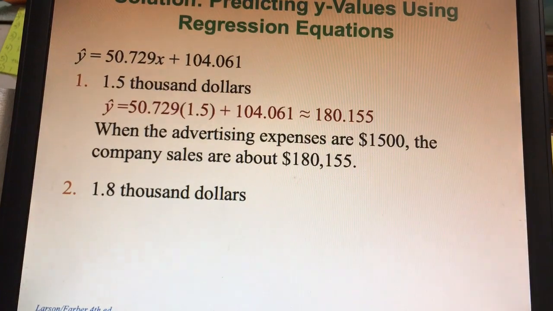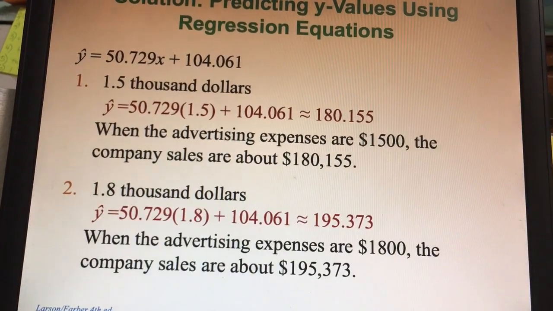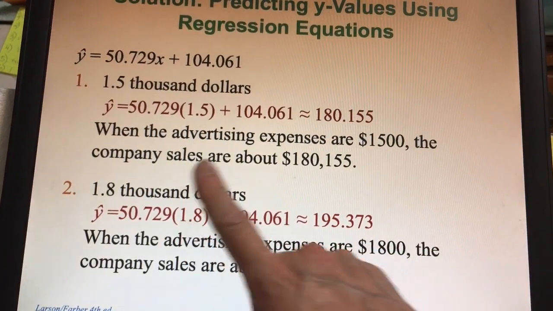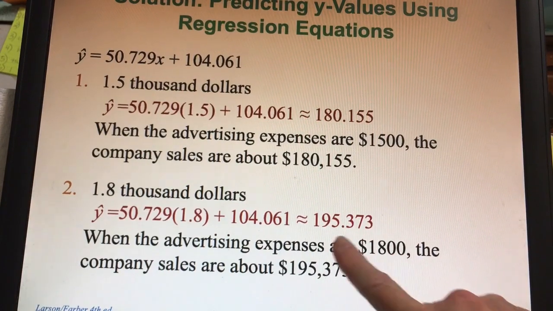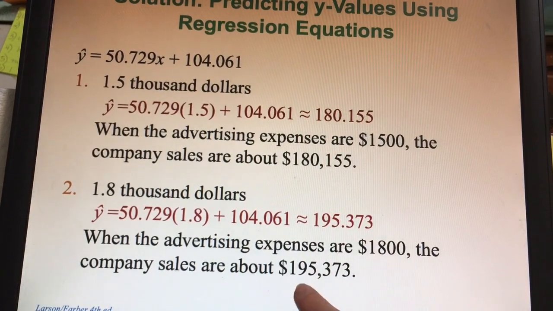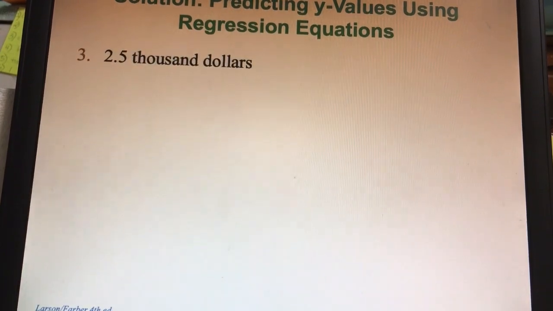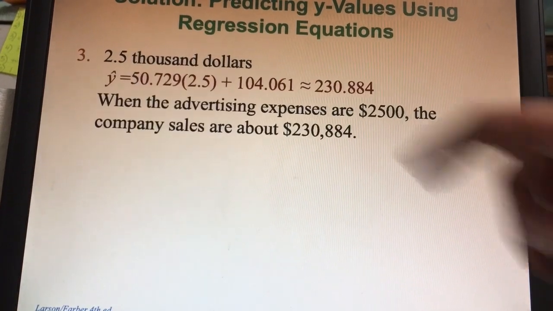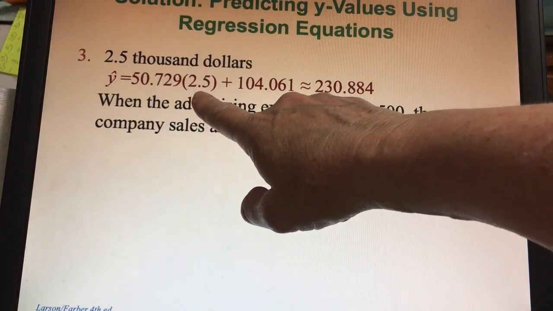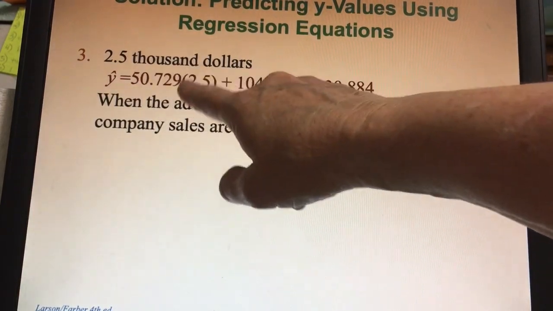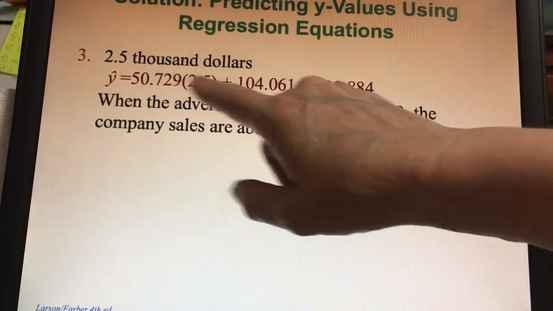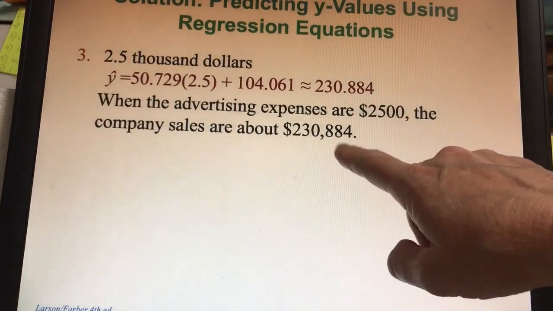And then $1.8 thousand, we're going to enter the 1.8 and we're going to come out with this as our y value. And then $2.5 thousand, we put the 2.5 in our equation. Again, this was our slope, this was our x values. We substitute it in and we get out the company sales.